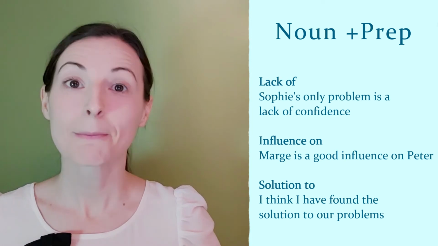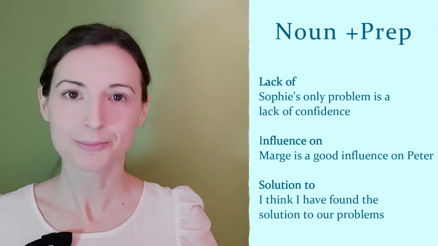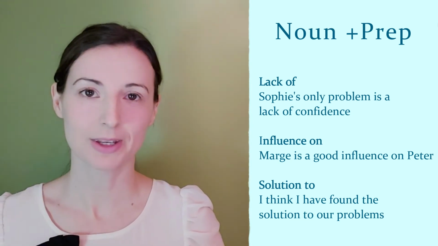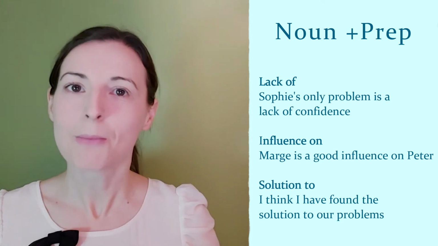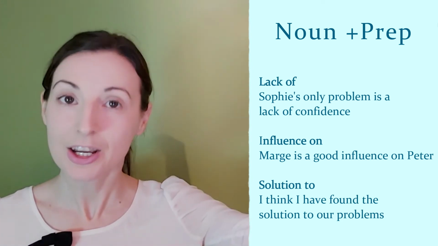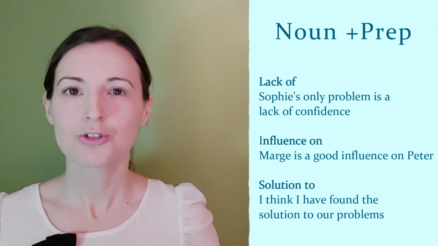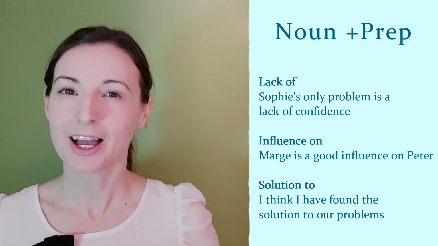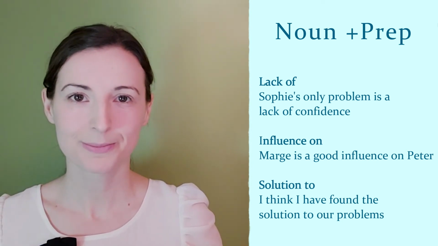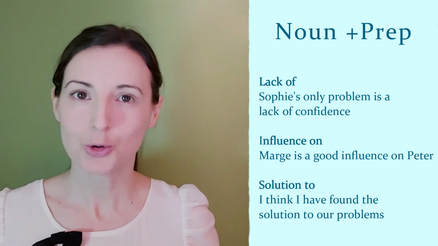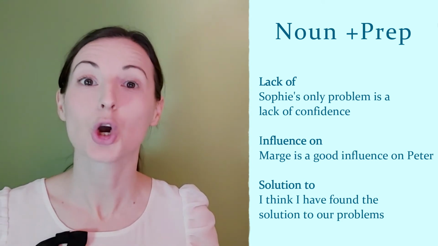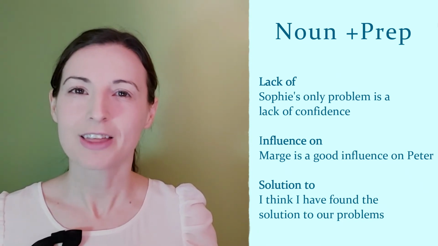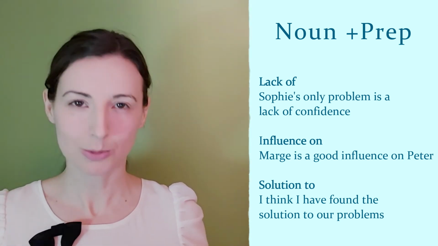Influence on. Marge is a good influence on Peter. On in general is used to show that something is in a position higher than something else. So in this example, Marge's influence is positioned higher than Peter's. So she influences him in a good way. Solution to. I think I have found the solution to our problems. Remember in our last video that to was used for movement verbs like go. Well, it has a similar meaning here. You can imagine that the solution is moving towards the problem.